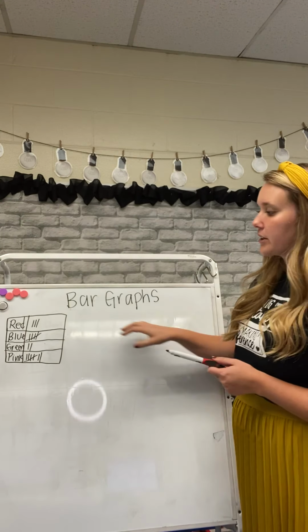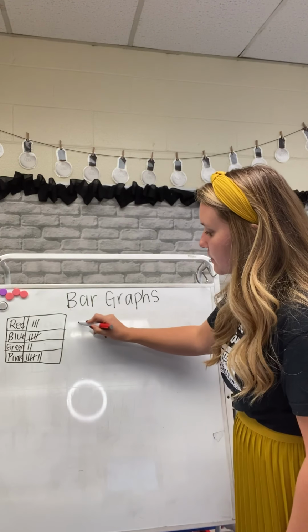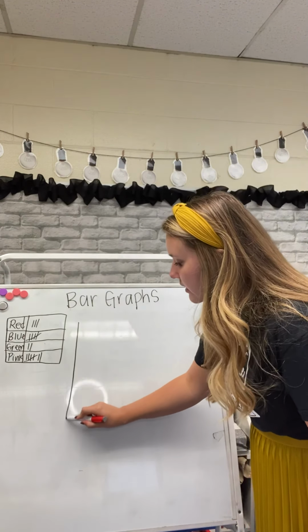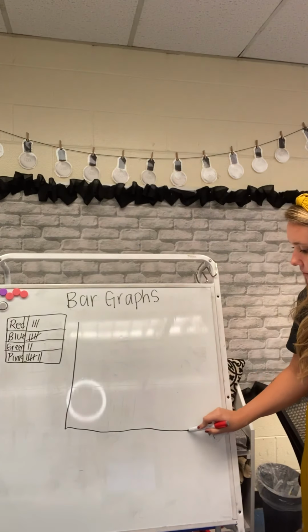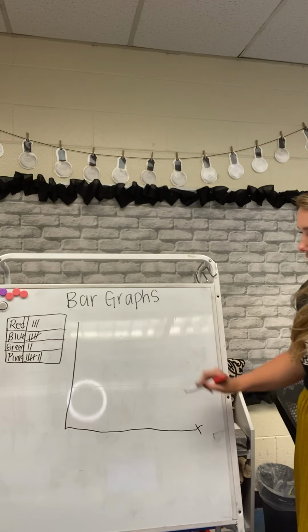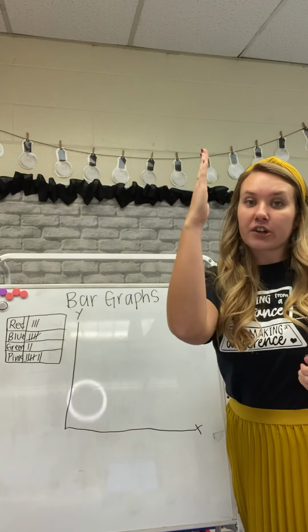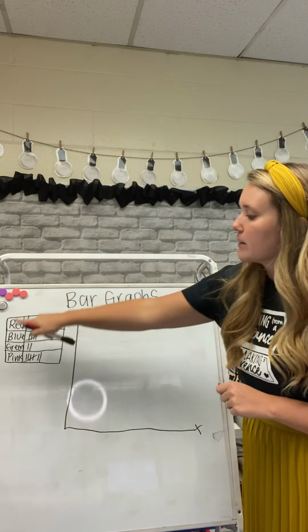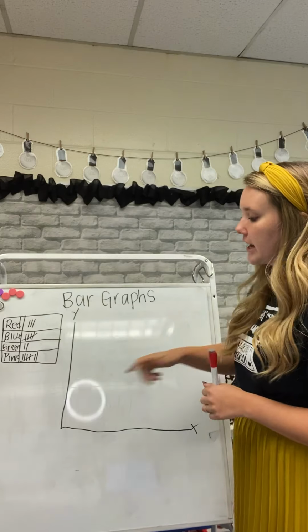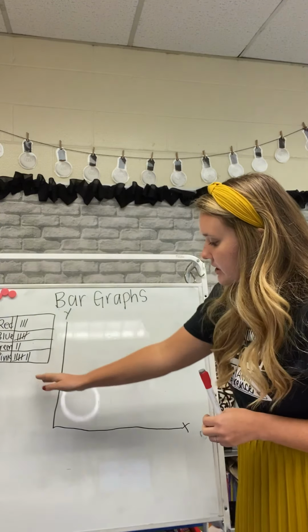So in order to do our bar graph, we want to make an x-axis and a y-axis. So we go down, this is our y-axis, and then we go across, and this is our x-axis. So I'm going to go ahead and label that for you. So remember, the y-axis is vertical, and the x-axis is horizontal. So the first thing that we need to decide is what our intervals are going to be going up on the side. So we always want to make sure that we're labeling the 2 sides.